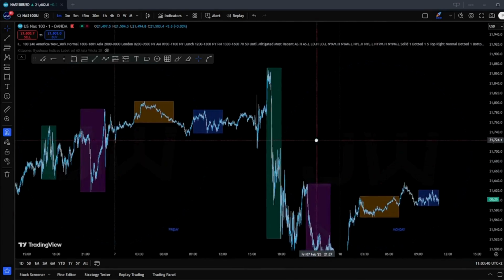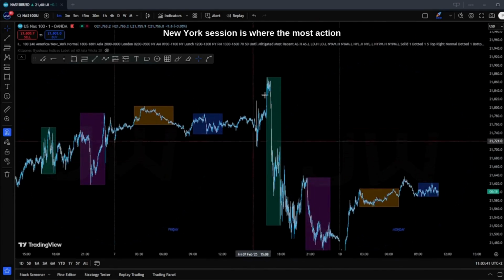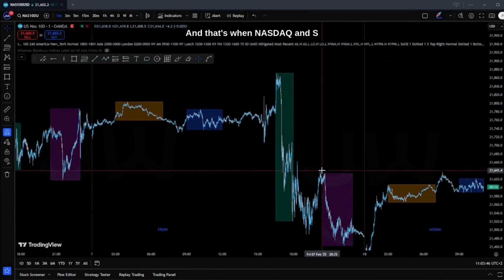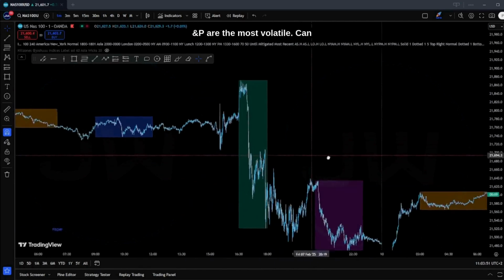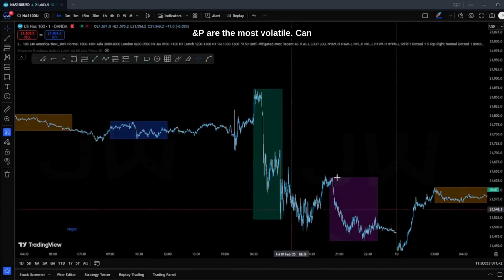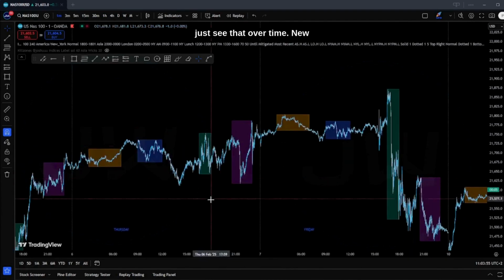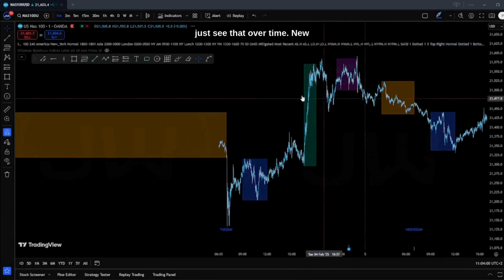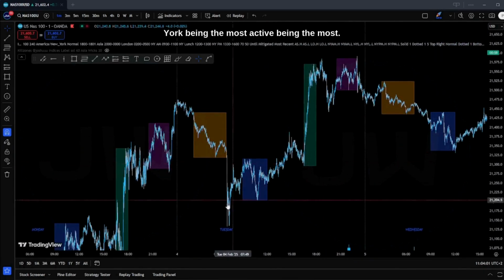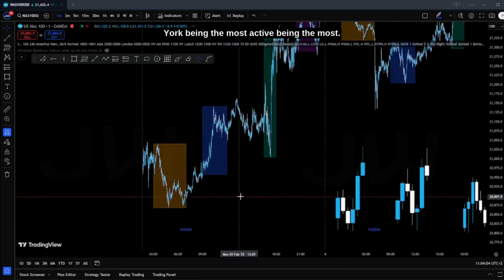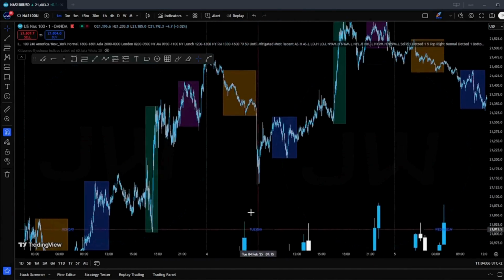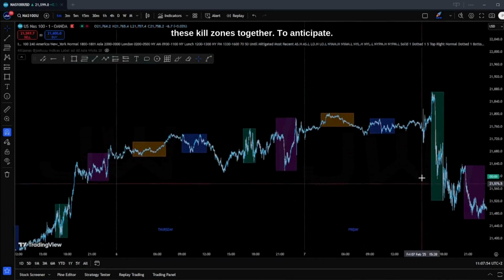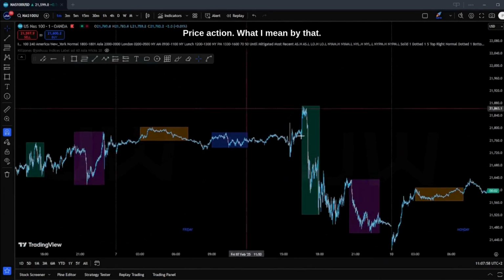And then finally, New York session is where the most action happens, where most traders participate. And that's when Nasdaq and S&P are the most volatile. You can just see that over time, New York being the most active, being the most volatile.